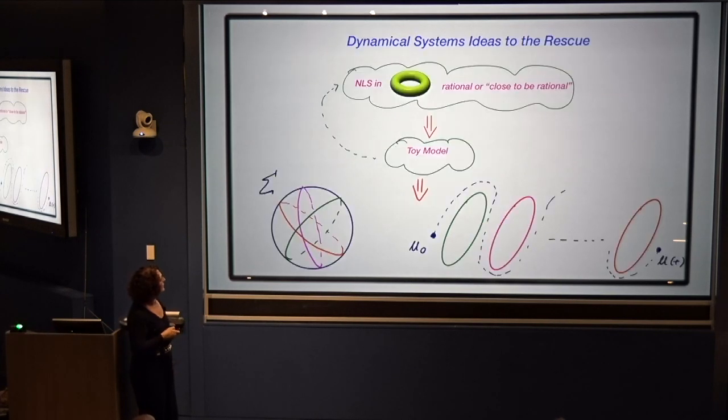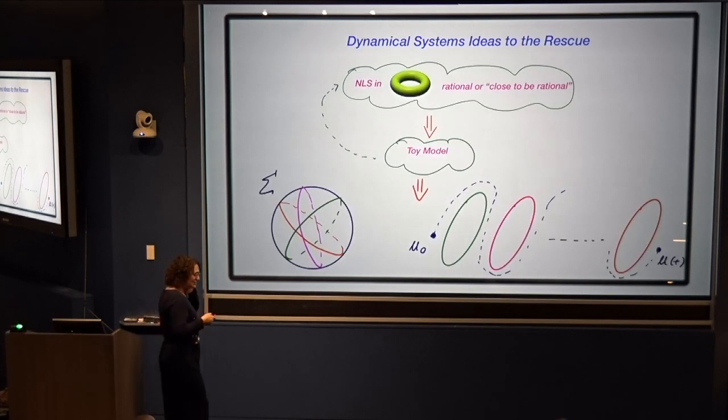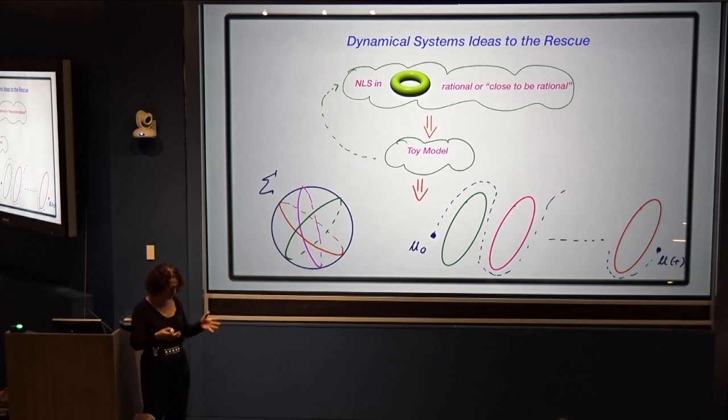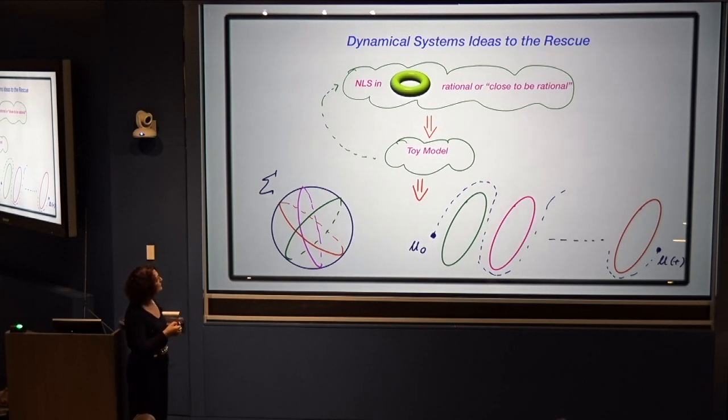I wanted to mention that part of this proof can actually be deduced from a dynamical system type of idea. Briefly, how does the proof go? Well, we have an NLS equation down here. It's way too big as a system to look at. So what's done, we reduce it to a toy model, which has a finite number of degrees of freedom.